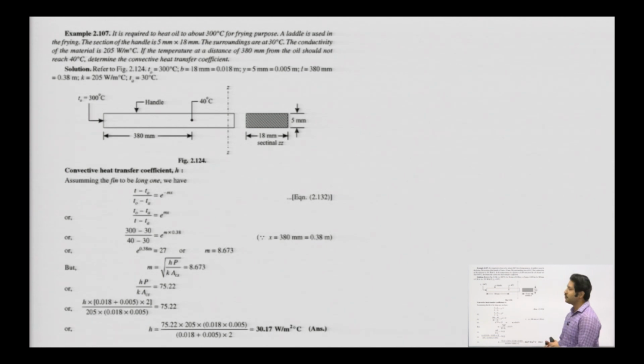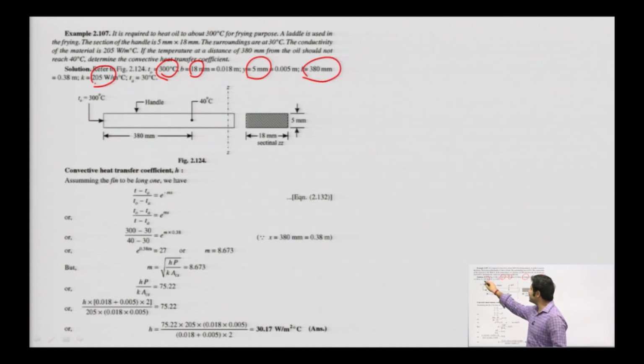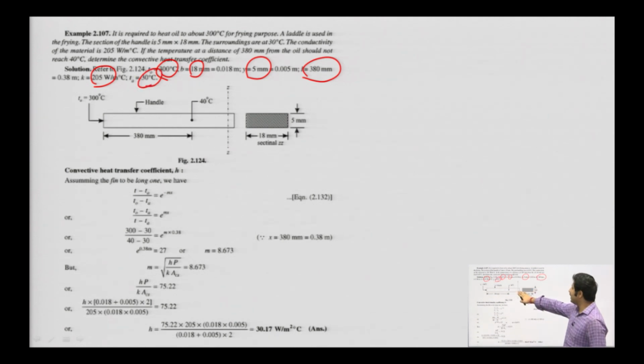convective heat transfer coefficient. So what is given, friends? T0, that is the base temperature, is given, the width is given, the thickness is given, the length is given, the k is given, and the ambient temperature is given. And this is the diagram of what they are meant to explain to you. This is the cross section, and this is the main drawing of the handle. So we need the convective heat transfer coefficient.